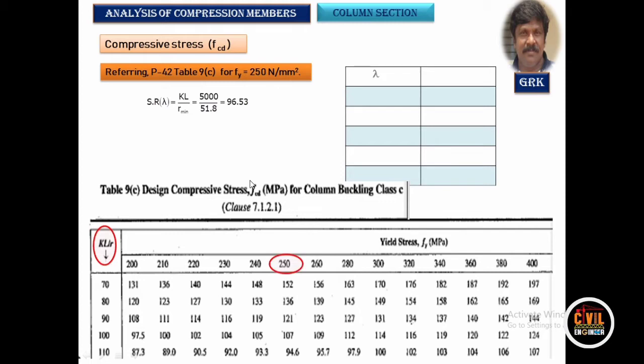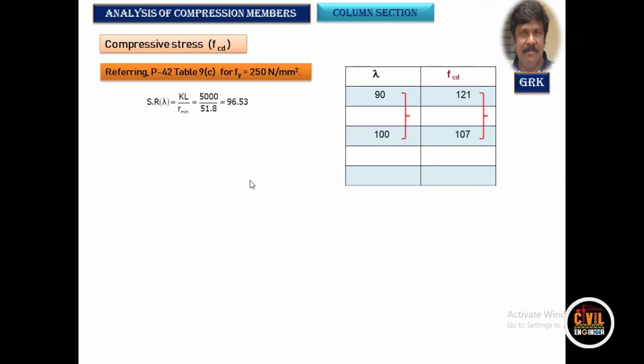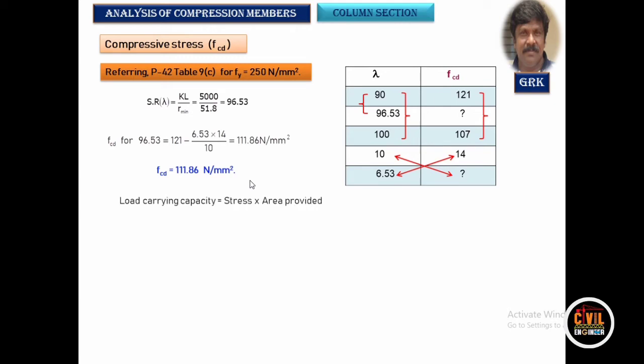Draw the table. For 90, it's 121. For 100, it's 107. The difference of that is 10. For 10, it is 14. For 96.53, what will be the value? It's 111.86 Newton per millimeter square. Load carrying capacity of this member is 1091.20 kilonewton.